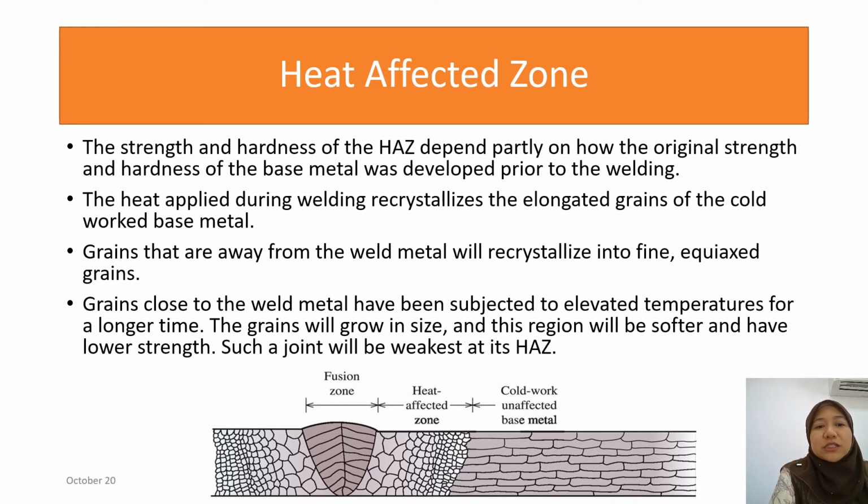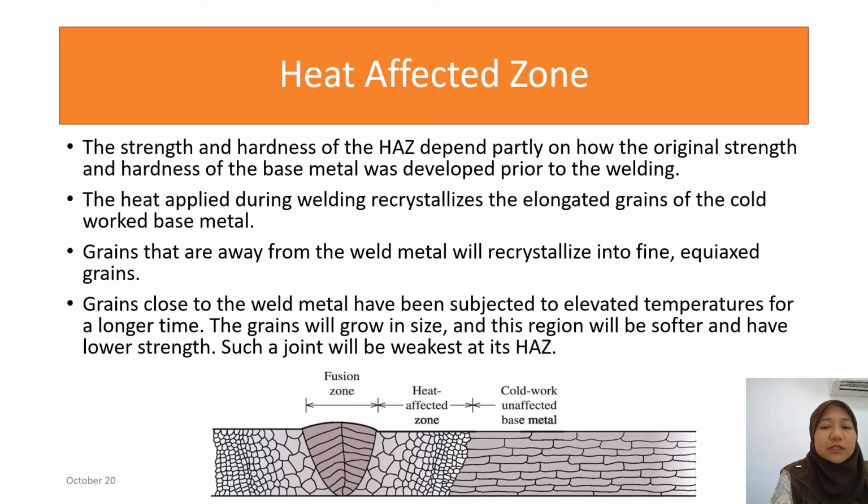how the original strength and hardness of the base metal was developed prior to the welding process. The heat applied during welding recrystallizes the elongated grains of the cold worked base metal. Normally the base material that we get from the supplier has undergone forming processes like rolling and forging.